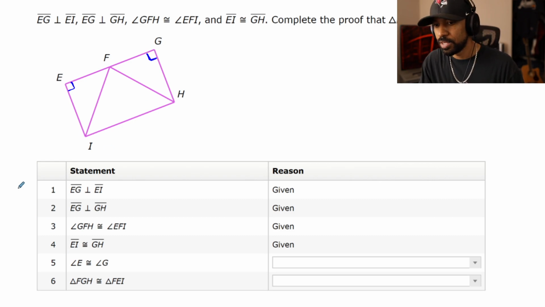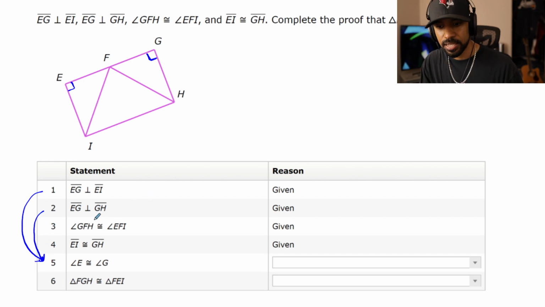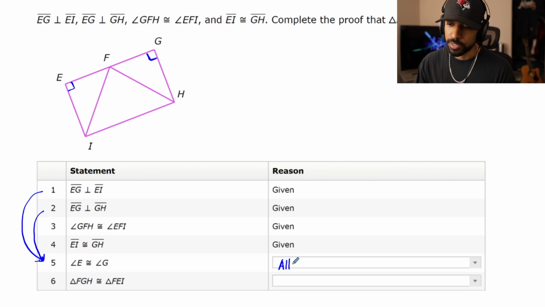E is congruent to G. So these two statements help me lead to this one. And I think it's clear that we can start to state something based on that right now before we skip anything else. All right angles are congruent. All right angles are, here's the congruent symbol right here, are congruent.